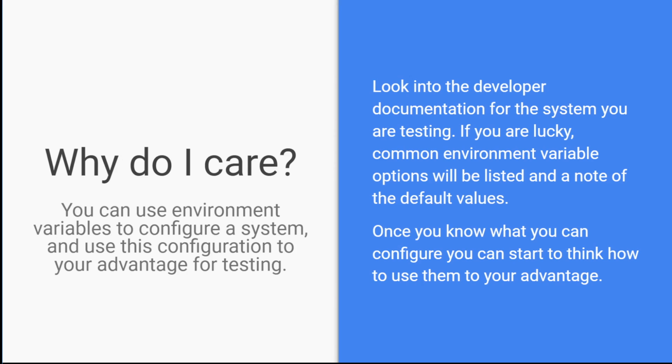So why should you care? Well, you can use environment variables to configure a system, and you can configure the system to your advantage for testing. Think for a moment about how environment variables could be useful for you. First of all, you have to find them. So if you look in your documentation for your system, you might get lucky. And sometimes the common environment variables for a system will be documented by your devs. If not, you can speak to your devs and understand what options are available. Depending on the different options available, you can use these to your advantage in different ways.